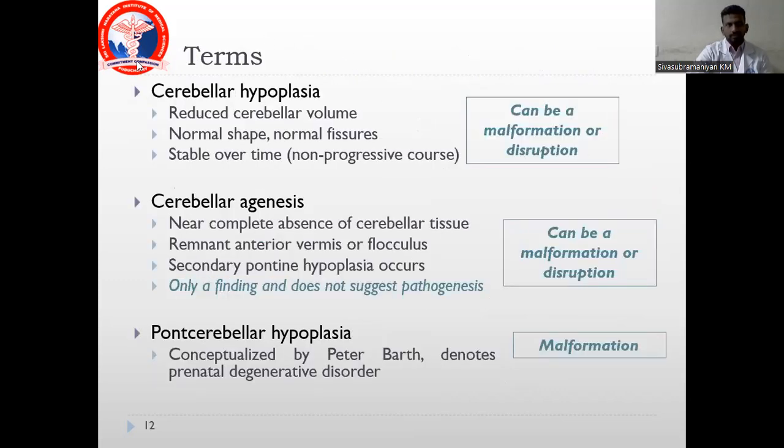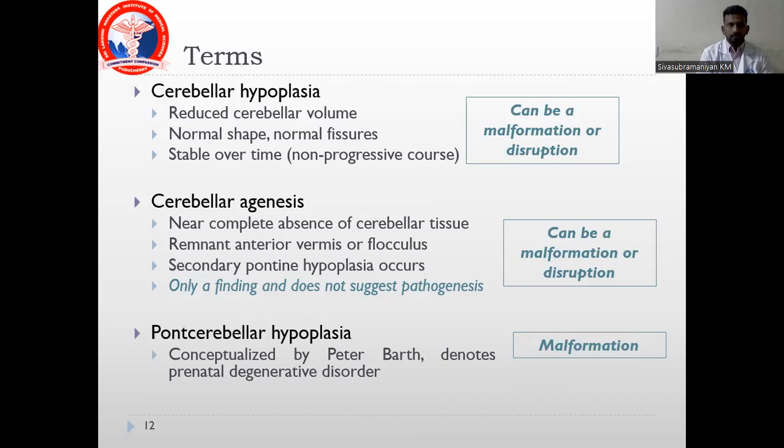So we have few terms like cerebellar hypoplasia, which is defined as a reduction in the cerebellar volume with a maintained shape and normal fissures, and it is stable over time, and it can be either a malformation or a disruption. The other thing is a cerebellar agenesis, where there is near complete absence of cerebellar tissue or a remnant anterior vermis or flocculus, and it is only a finding and does not suggest whether it could be a malformation or a disruption. So a complete vascular cause can also lead to cerebellar agenesis, whereas a genetic abnormality can also lead to cerebellar agenesis.